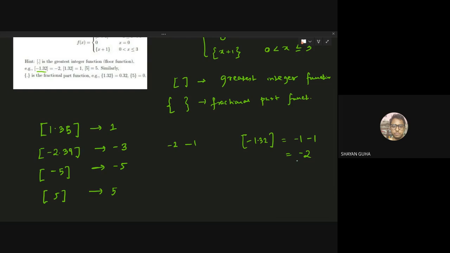Did you understand what happens? For a positive number, it's okay. For a positive real number, it's taking the integer part, but not for the negative one. It's the speciality of the box function. For minus 5 it's minus 5. Yes, for integer values it will remain as it is. It will only change for real number values.